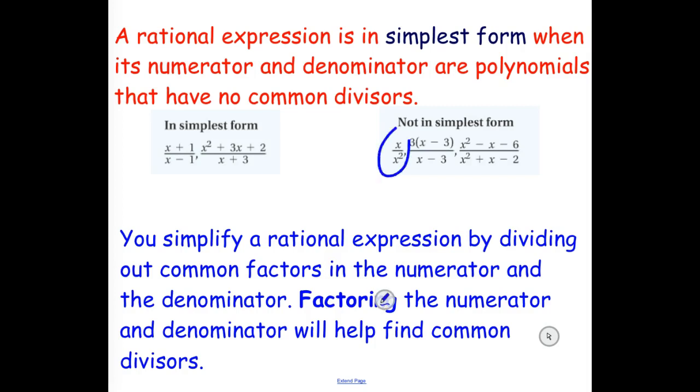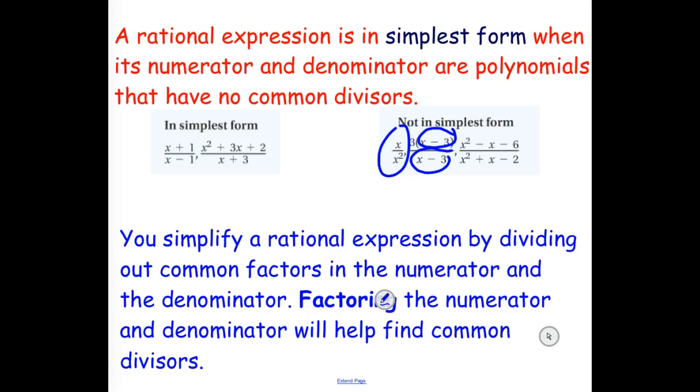Looking at this one. X divided by x squared. What's something that we could have reduced out of that? An x, right? We could have taken an x out of the numerator and denominator. For the second example, there's an x minus 3 that's common to both. That could have been reduced out. The third example is a little harder to tell because it's not in its factored form, but they do have a common factor.